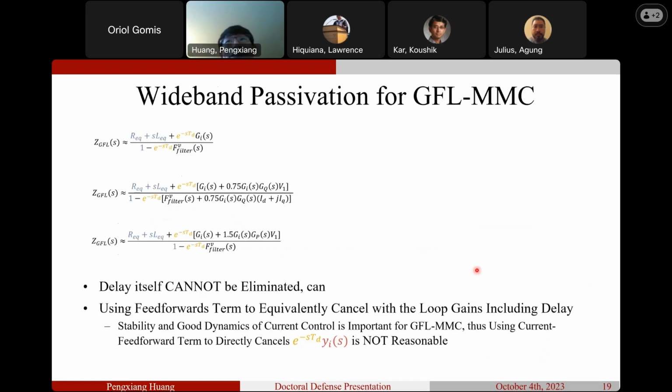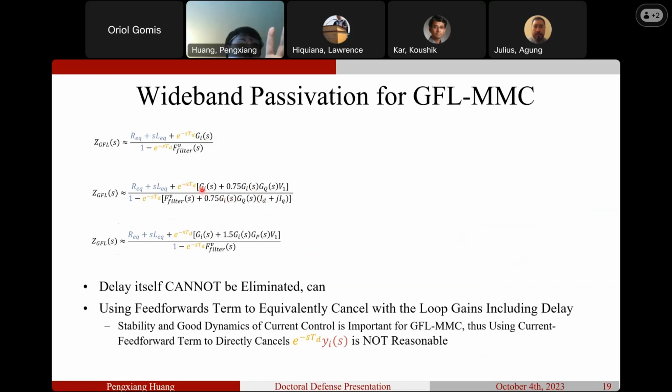So let us start from the grid following MMC. In the left top, the simplified impedance models for the MMC in different control modes are shown here. If we look, we know the root cause of the negative damping is introduced by time delay, and you cannot eliminate that.